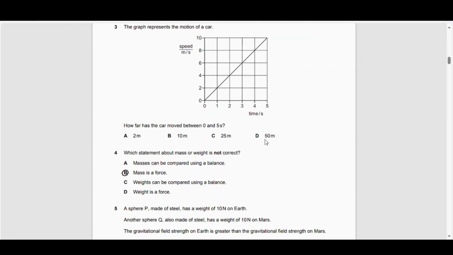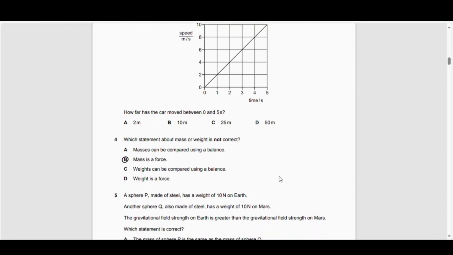So we've got question 4 next. Which statement about mass or weight is not correct? Masses can be compared using a balance, which is true. So can weight, because you can extrapolate from mass to give you weight. That means A and C are both correct, which means they are incorrect options. Mass is a force? Mass is definitely not a force. Weight is a force? Weight is definitely a force. So therefore, B is the incorrect statement, that mass is a force.